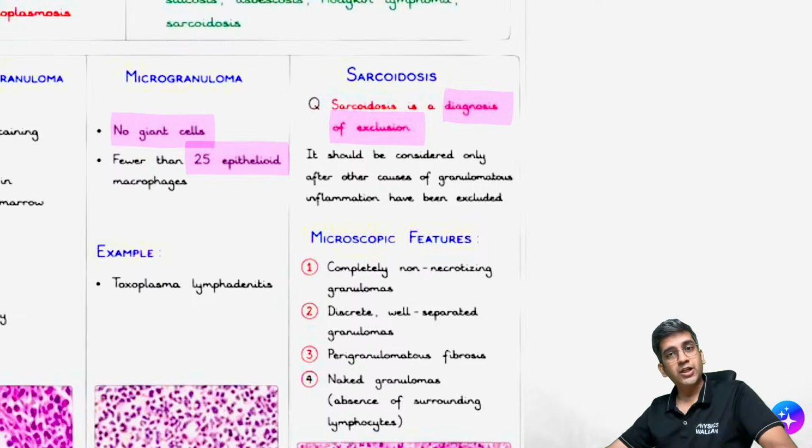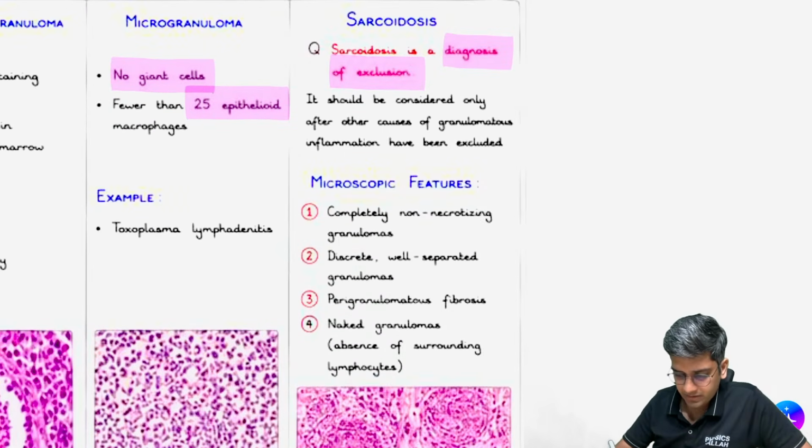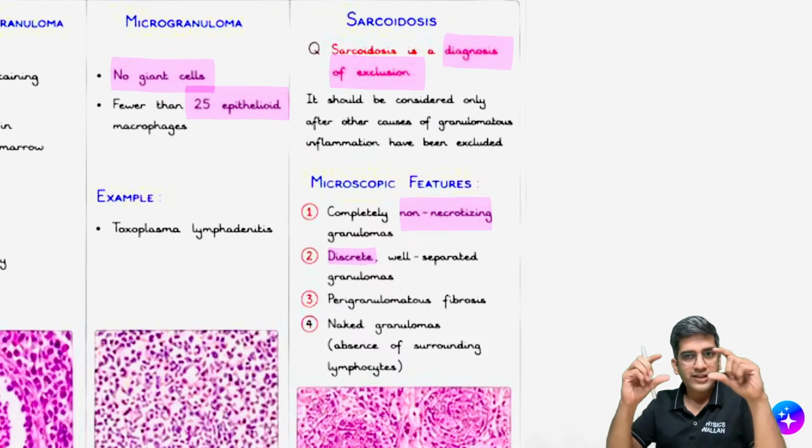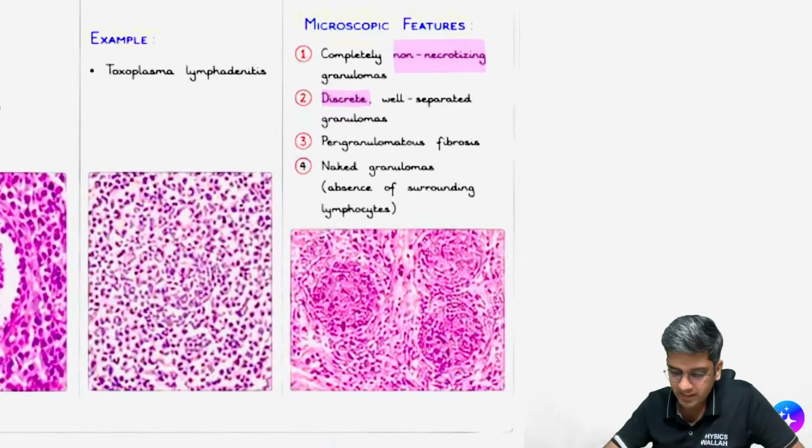It should be considered only when all the granulomatous disorders are eliminated, either by symptom or by examination or by lab findings. It is non-necrotizing. The most important thing in sarcoid is they are discrete granulomas. They don't coalesce. TB will always coalesce. They are separate granulomas. They will be independent, right? I'll have one granuloma here, one granuloma here, one granuloma.